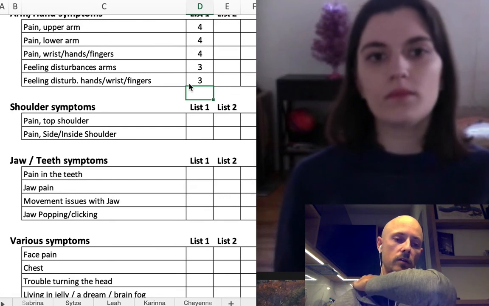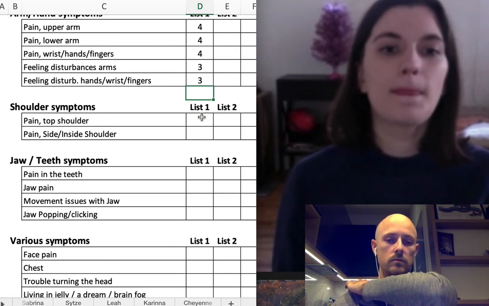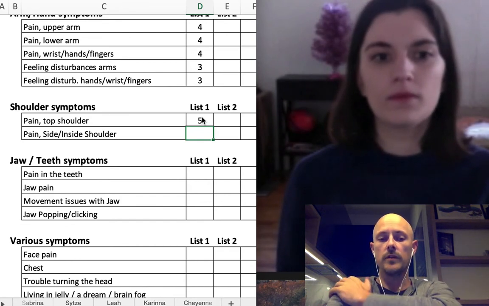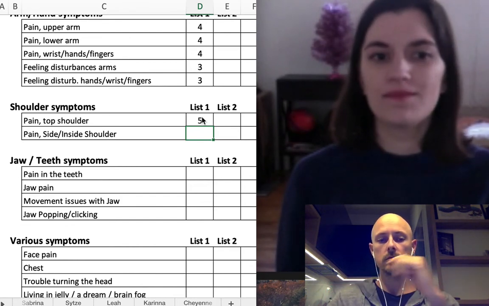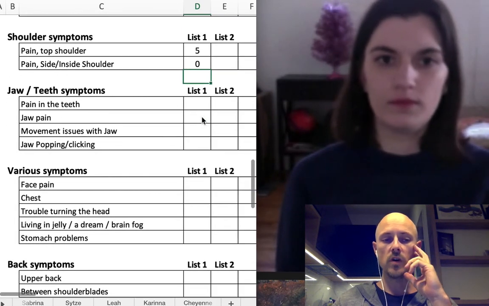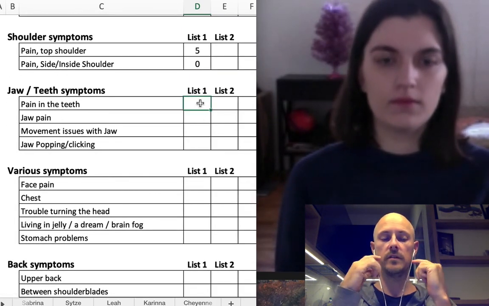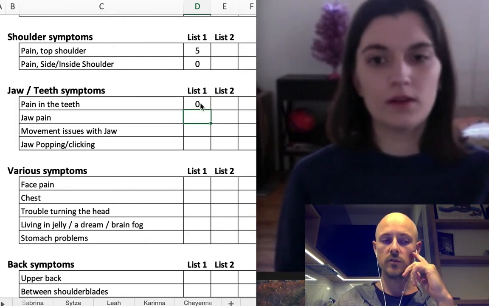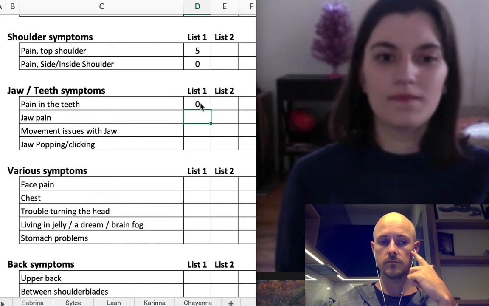And then we have some shoulder symptoms. So the first one would be pain on top of the shoulder. 5. And then we have inside or on the side of the shoulder. 0. And then we have teeth and jaw symptoms. So the first one is pain in the teeth. 0. And then pain in the jaw. 2.